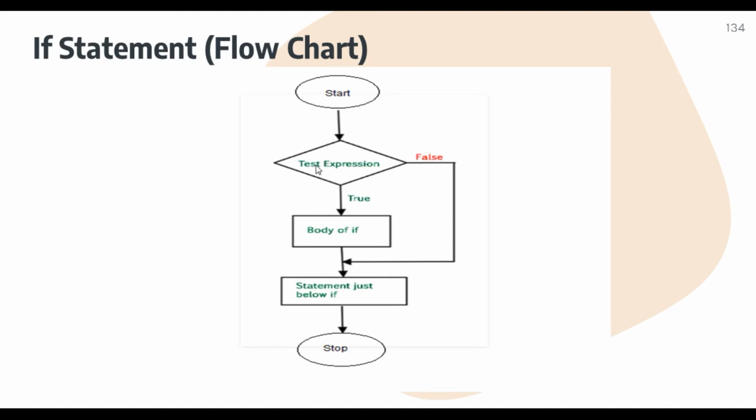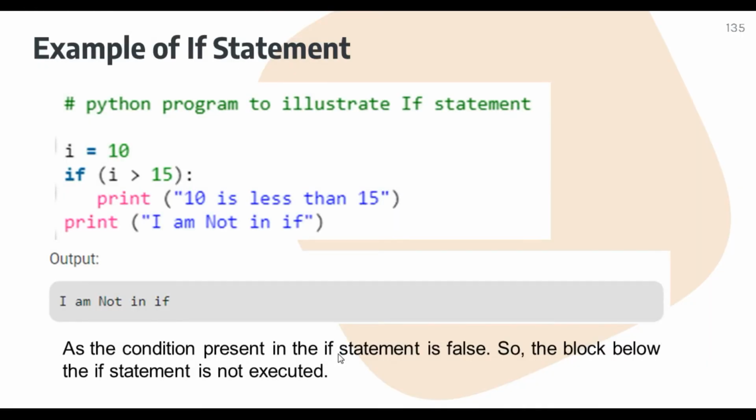Once again I will explain it, student. If the program starts, then the test expression will execute and check whether the condition is true or false. If it is true, the flow will pass to the body inside the if. Otherwise, if it is false, it will transfer the control to just below the if statement, the process will be done and then stop. So we can understand through the example of the if statement also.